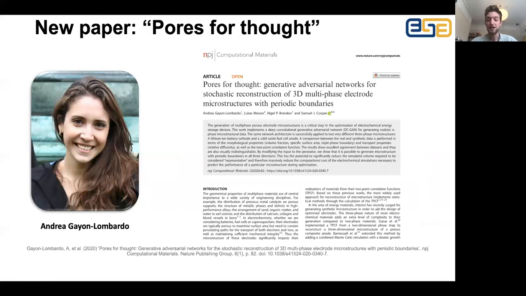Andrea from our group took this method and has applied it to materials, and that was recently published in a paper called Pause for Thought. Definitely worth having a look at. I'm just briefly going to take you through some of the steps that we went through for that paper.